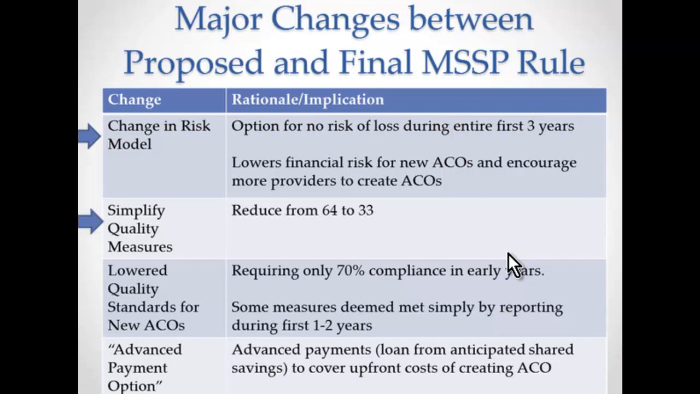HHS also simplified the quality tracking from 64 measures to only 33 measures. And they changed the quality standards to essentially a pass-fail model, where providers would be deemed to have met the standards if they achieved 70% compliance during the early years. And during the first 2 years, some standards would be deemed as met for just reporting the data. They weren't worried about what the scores were. They just wanted providers to get into the habit of tracking and reporting that data.